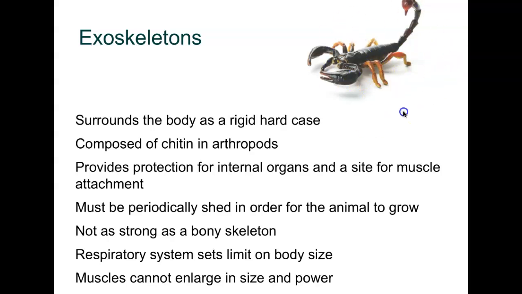Now, the one problem that the animals with the exoskeleton have is that they cannot grow very big. And when they want to grow, they must lose their exoskeleton, or they must molt. And then for a time, before their new, larger exoskeleton hardens, they actually have to go into hiding because they're very soft-bodied at the time.